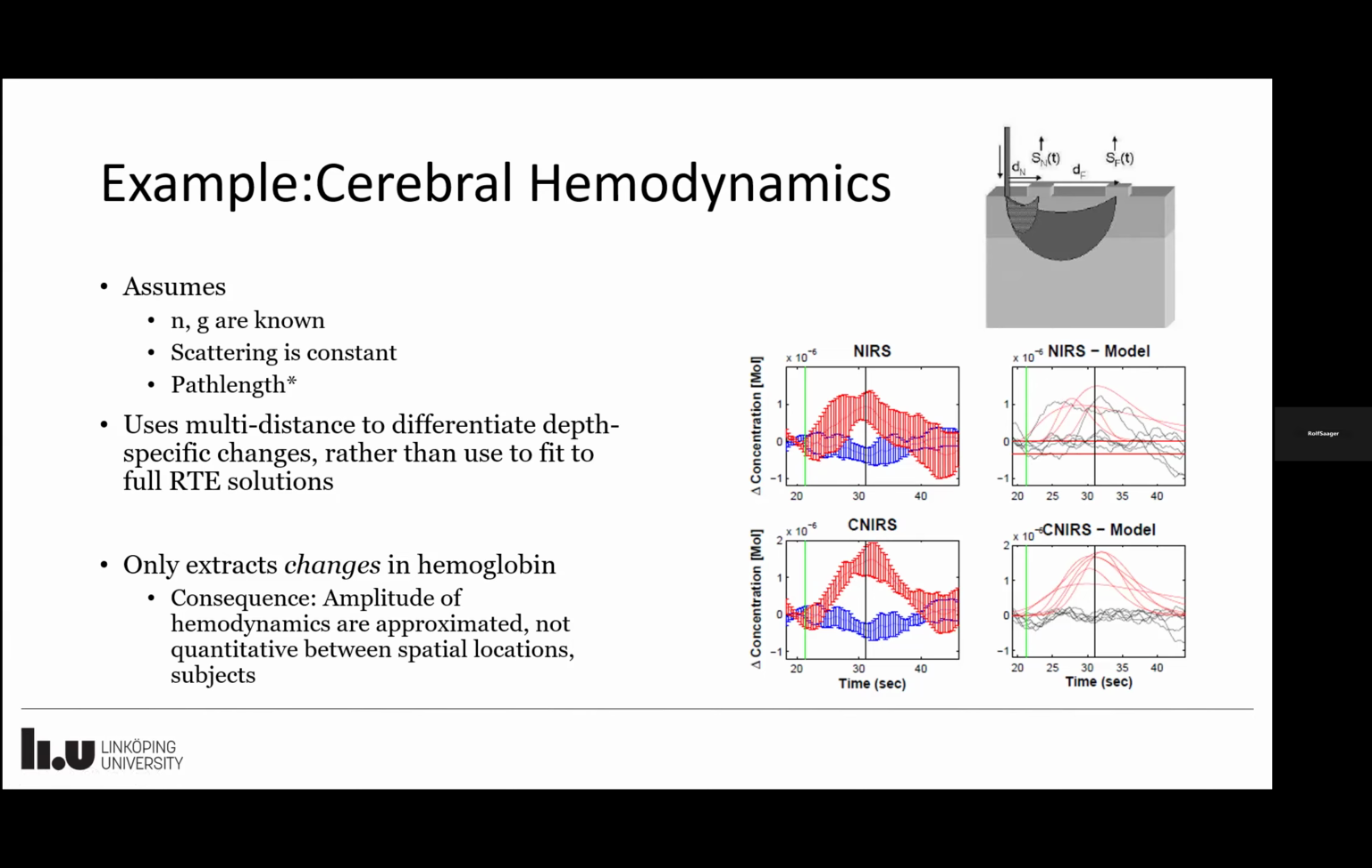Yes? Explain that again. So for the NIRS, you try to look. Yeah.